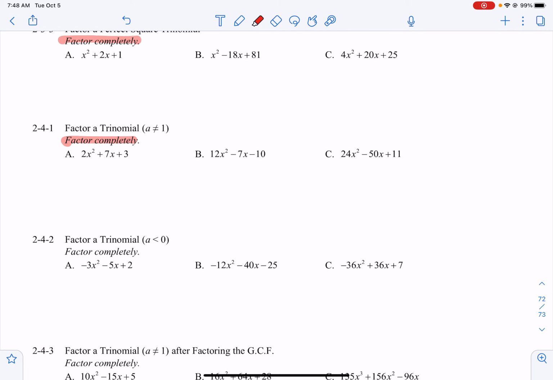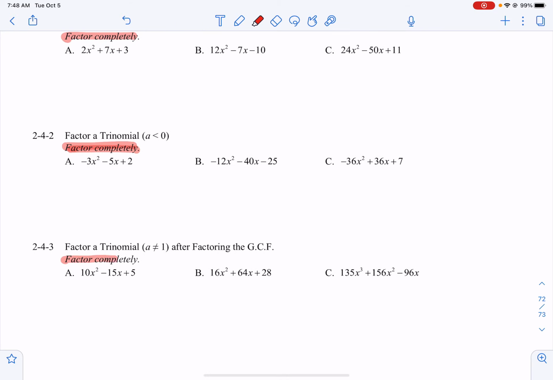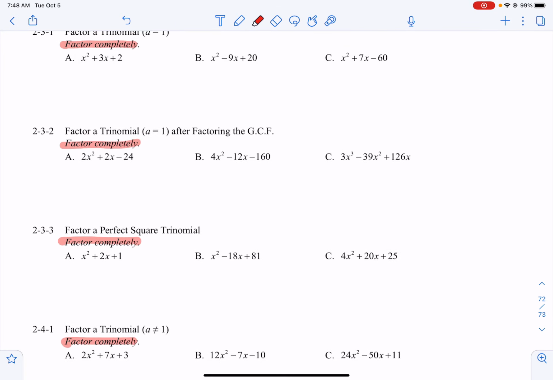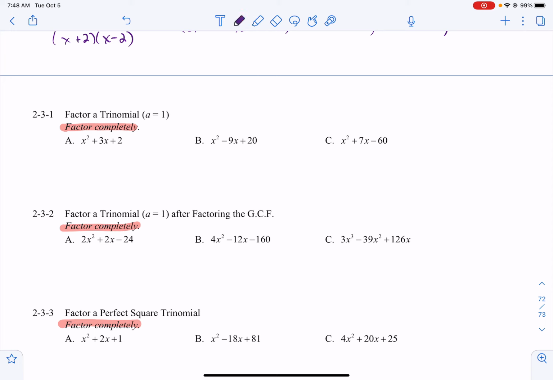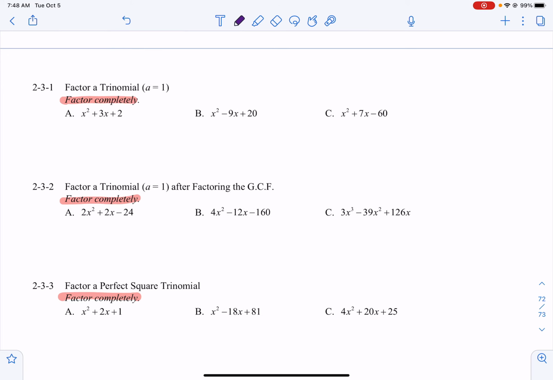This whole page just says factor completely. So that's what it's going to tell you on the test. On the review, it gives you a little bit of a hint, okay? So on 2, 3, 1, part A, it tells us that A is going to equal 1. All that means is nothing is in front of the x squared. That's what that A equals 1 means.